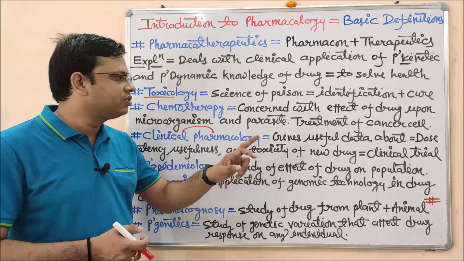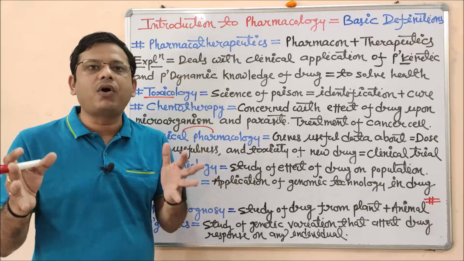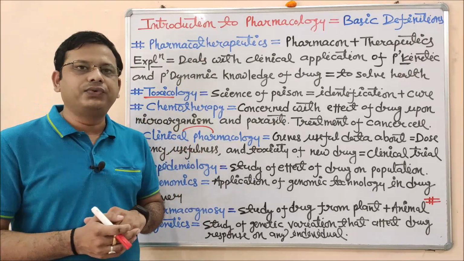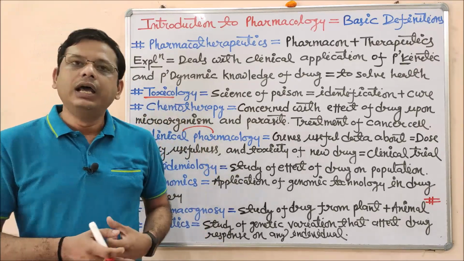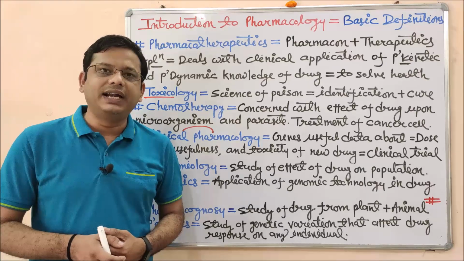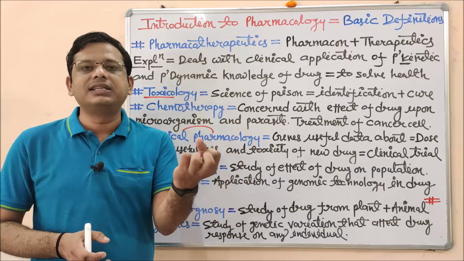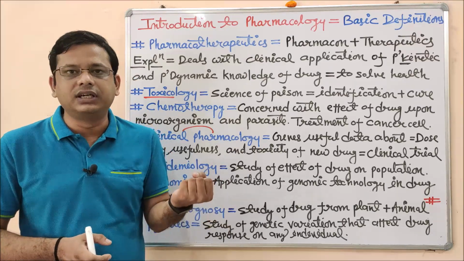The next word is toxicity of new drug. Suppose I have developed some new drug. I am not so sure about its pharmacokinetics and pharmacodynamics, as well as its clinical application. Then I have to go for a preclinical trial. Preclinical trial means application of that drug to experimental animals in a respectful manner, so that we may collect some data regarding toxicity, safety, efficacy, and different other parameters.